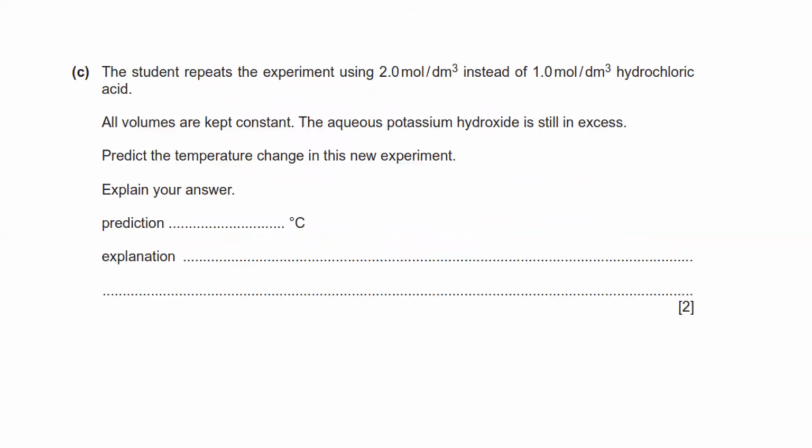Then it says the student repeats the experiment using 2 mole per dm cube instead of 1 mole per dm cube. So actually twice the concentration of hydrochloric acid is used. The volumes are kept constant. The aqueous potassium hydroxide is still in excess. So the base is in excess. Predict the change in temperature. So more acid you will be using, but potassium hydroxide is still in excess, so more will be the rise in temperature. Twice the concentration, so we predict that there will be twice the change in temperature.